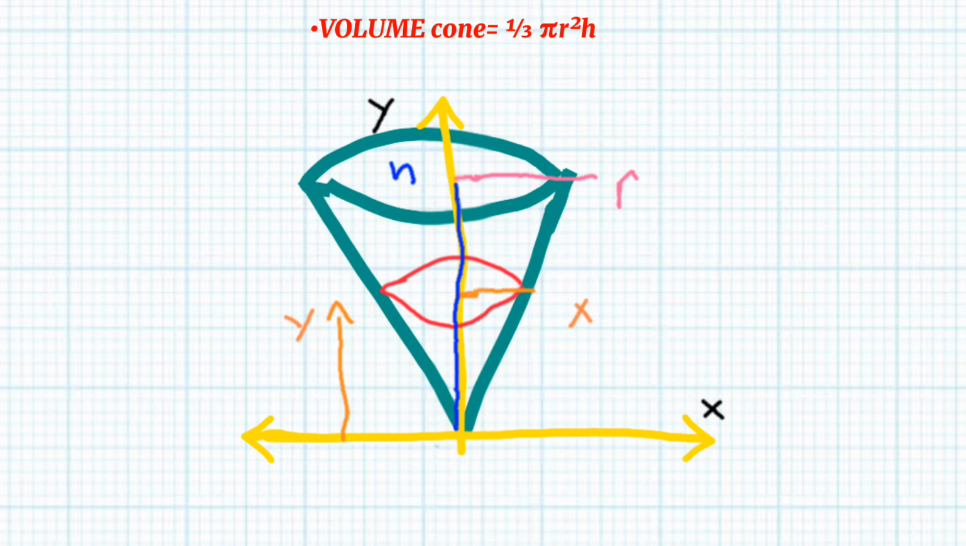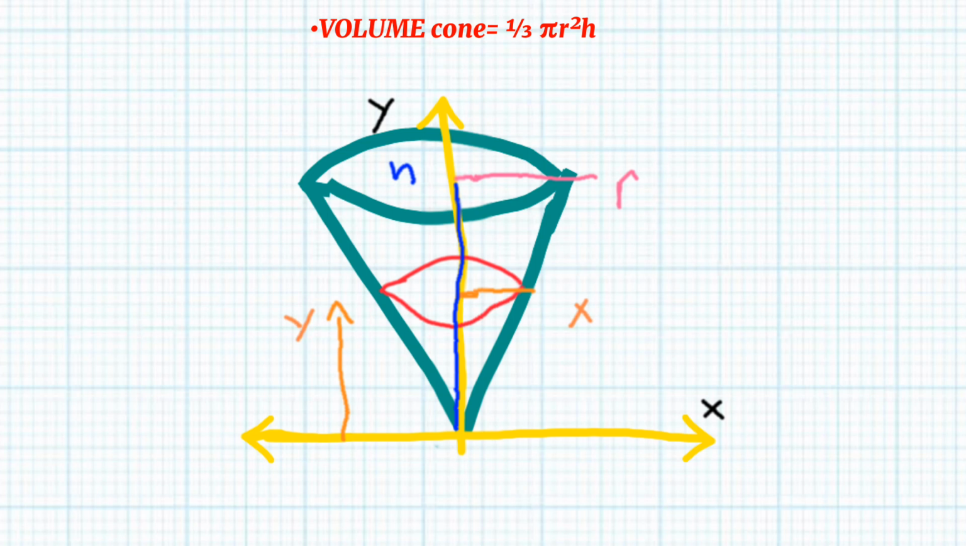So what is a cross section? A cross section is a view or a drawing that shows what the inside of something looks like after a cut has been made across it. As you can see, there is a red circle inside our cone that is called the cross section. Within our cross section, the x is the radius of our cross section, and the y is the height of our cross section. Now we are done introducing the diagram of our cone.